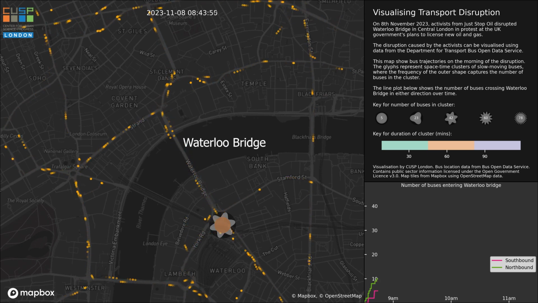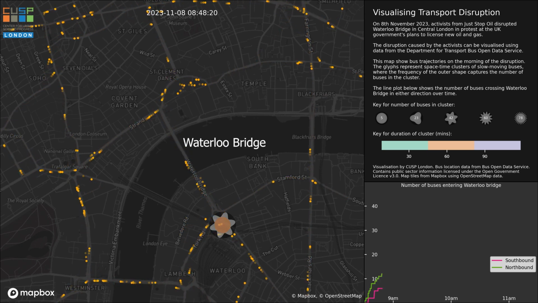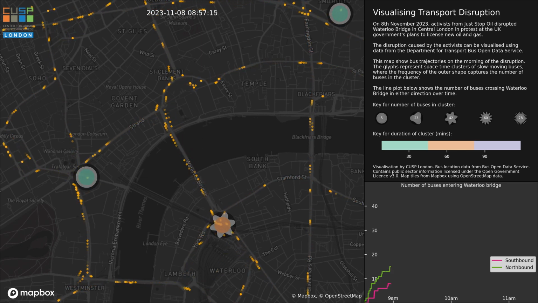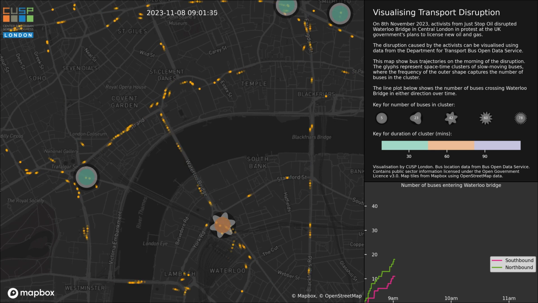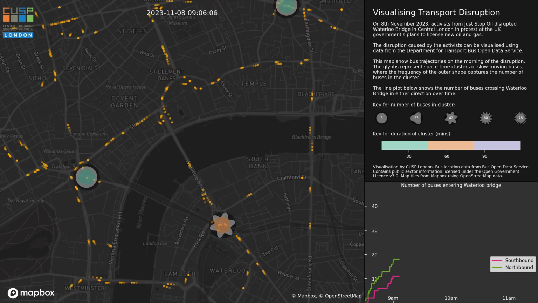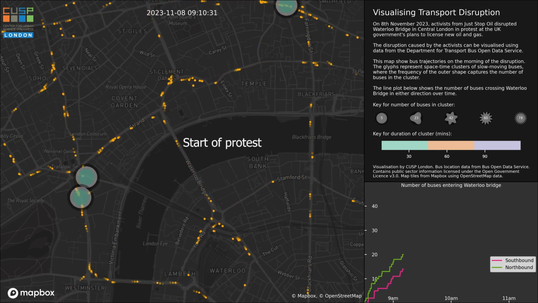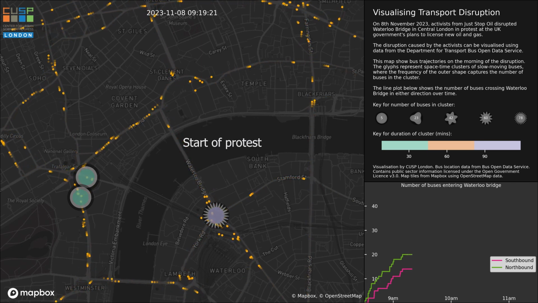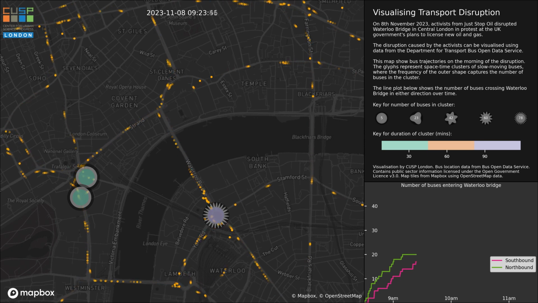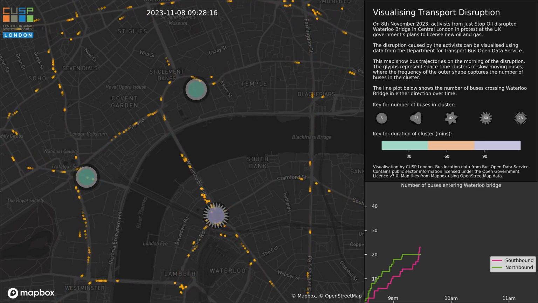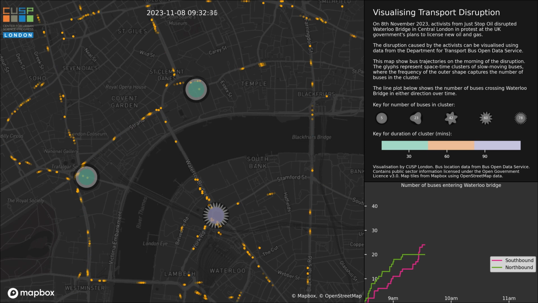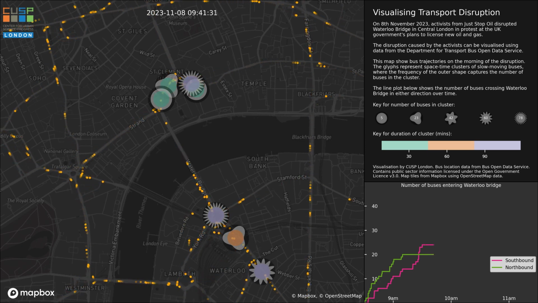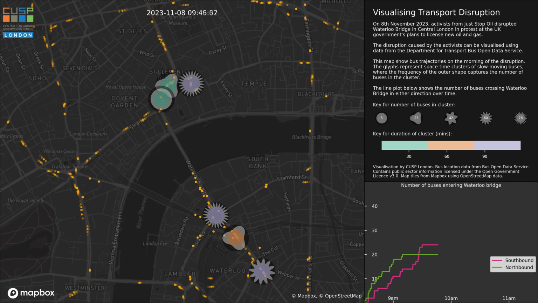Here, you can see the normal morning bus traffic on Waterloo Bridge and nearby streets. Even now, you can see a small number of congested areas. At just after 9 a.m., the protest started to close the bridge northbound. The result was congestion at the south of the bridge and near Waterloo Station. As both directions become blocked, congestion ripples out north and south of the river.